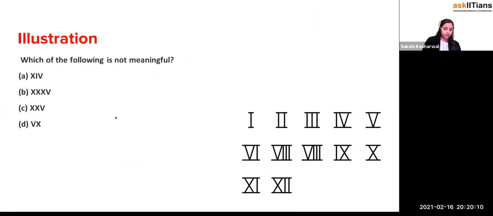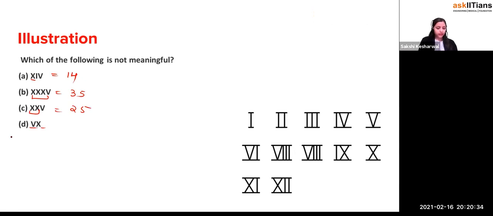Coming to this, which of the following is not meaningful? So we see this. This is XIV. So it means the greater number comes first and the smaller number is on the right-hand side, so it will be adding. So this is equal to 14, right? Now this is 3 times X maximum and then the smaller number, so this is 35, right? Now 2 times X and then the V, so we can write this as 25. Now this is written VX.